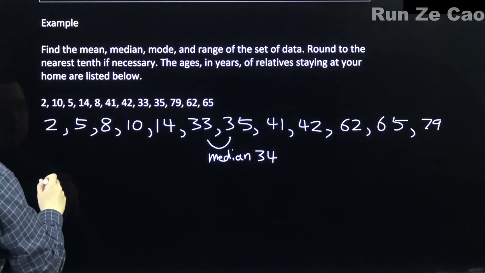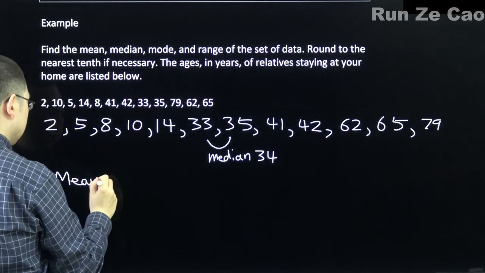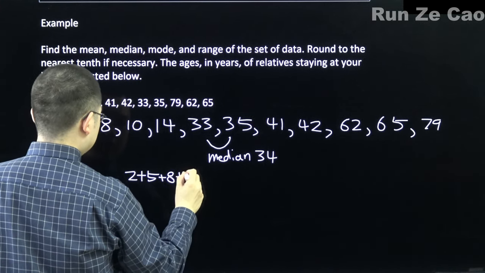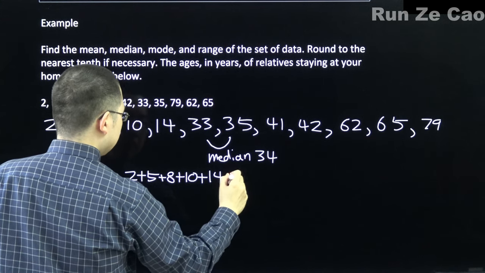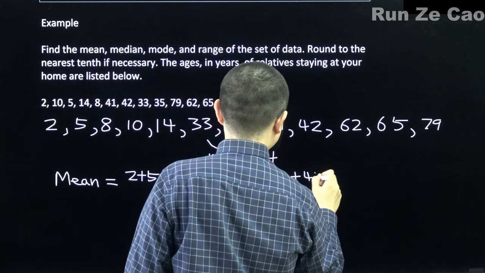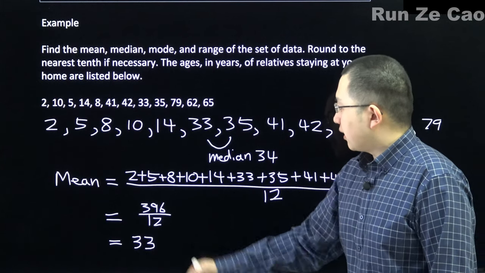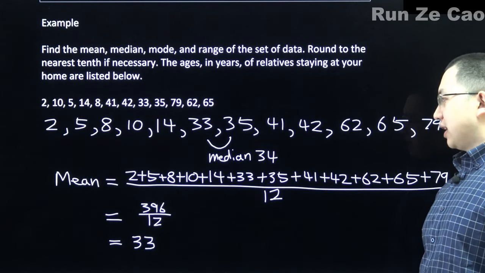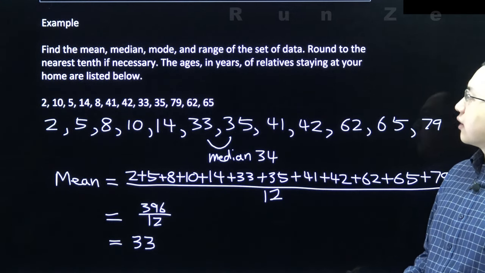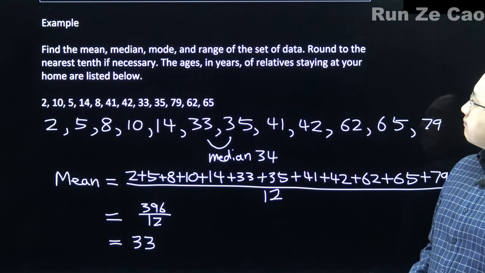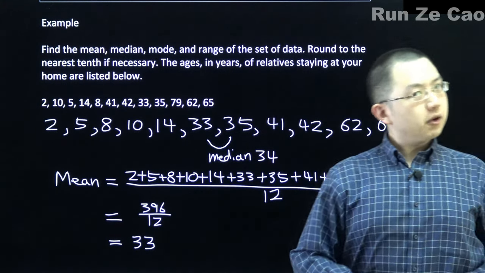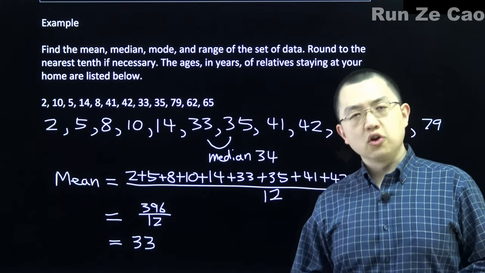The mean equals 2 plus 5 plus 8 plus 10 plus 14 plus 33 plus 35 plus 41 plus 42. So after you add these up and divide by the total number of data points, you end up with the average is 33, or the mean is 33. Okay. What's the mode? So the most common number. Well, we see that all the numbers are only present once. What we call this is there is no mode.